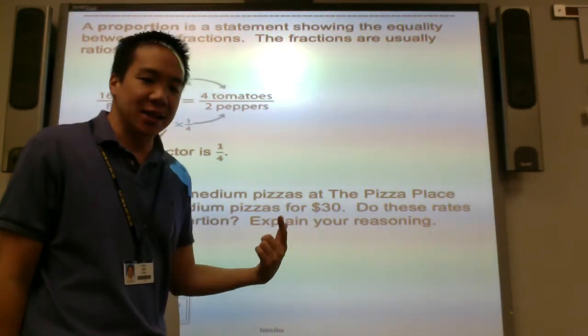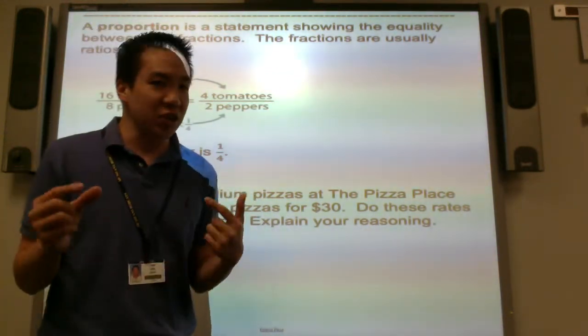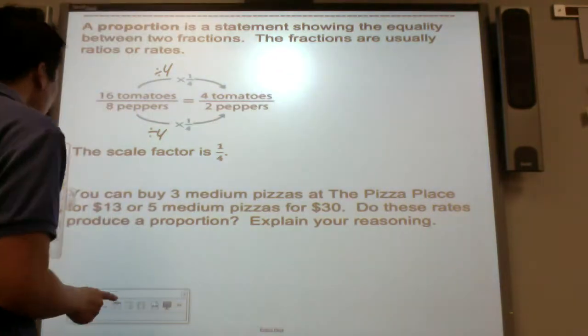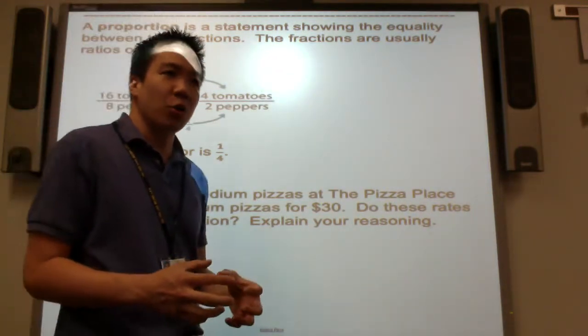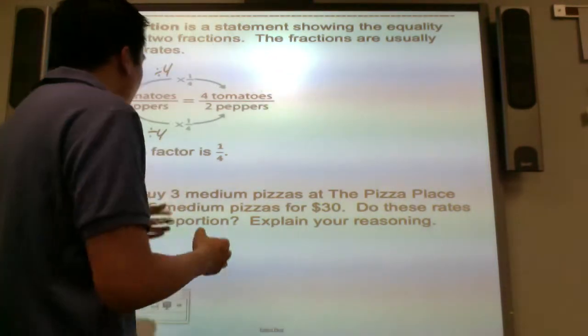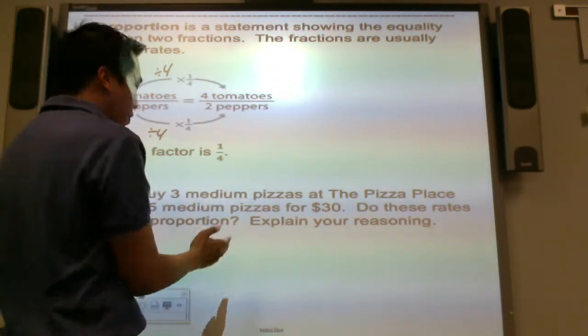In our next lesson, we are going to find missing values of a proportion. Today we're just learning what a proportion is. A proportion is when you have two ratios or rates that are equivalent.